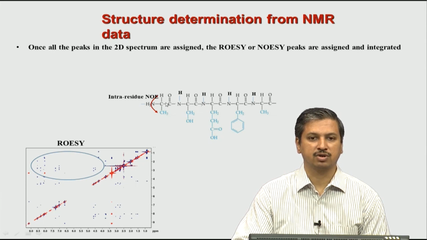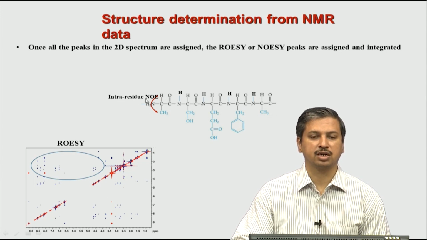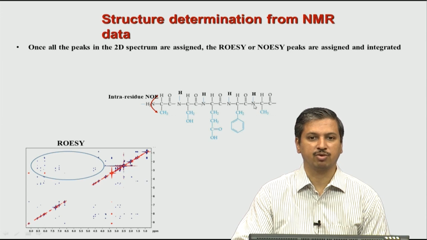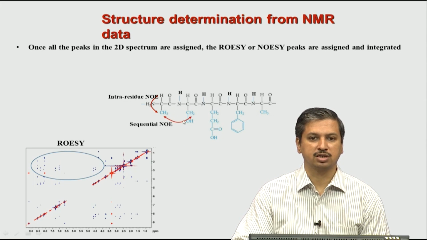Once I see a chemical shift correlation between these 2 atoms in a row, it belongs to the same amino acid. So, we use the word intra-residue NOE. This is one type of distance information you will get for different amino acids. In every amino acid you will have intra-residue NOEs. Now, the second is between neighboring residues.